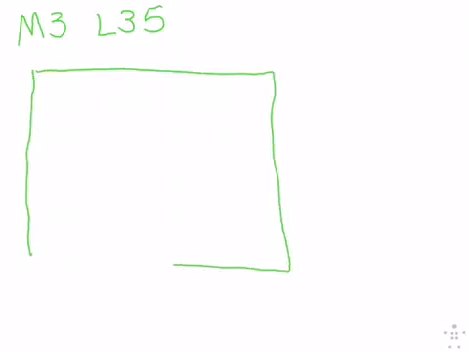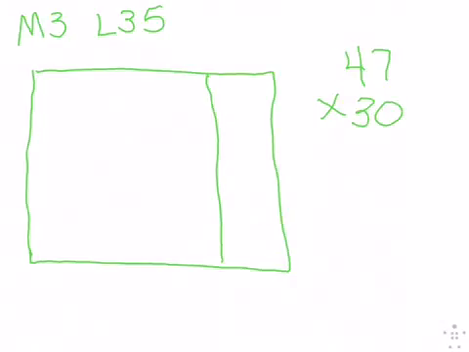We are going to be working on Module 3, Lesson 35. What we're looking at today is multiplying 2-digit by 2-digit, but we're going to use an area model. Make sure you have your red notebook, and in your red notebook, I'd like you to draw an area model that looks like this, and this problem next to it. Go ahead and pause while you do that.